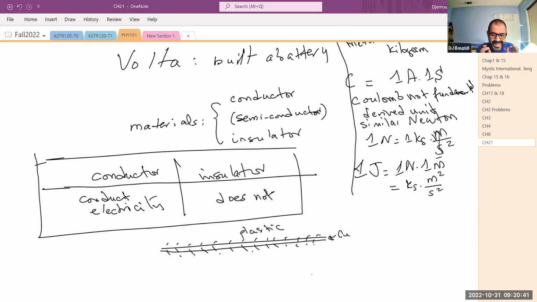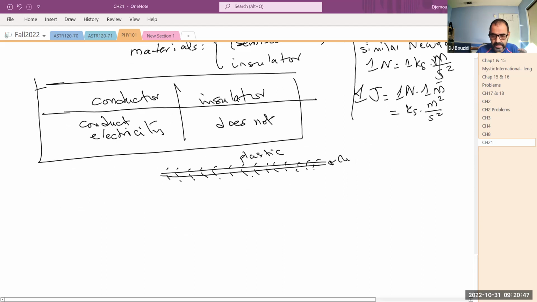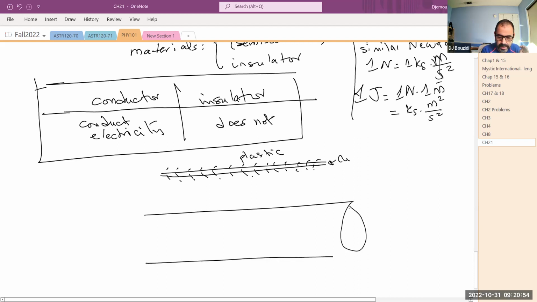Each conductor has an affinity to electrons. So each conductor likes its electrons, okay? So here is a metal. I have a metal in here. Inside the metal, you have atoms. I'm going to draw a few of them in here, in random positions.